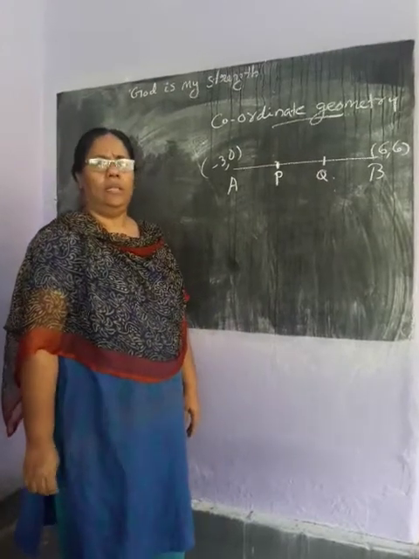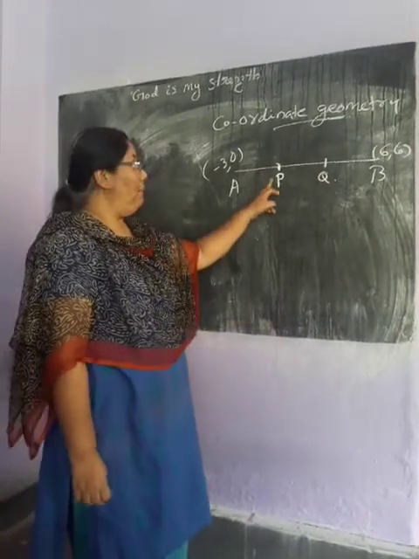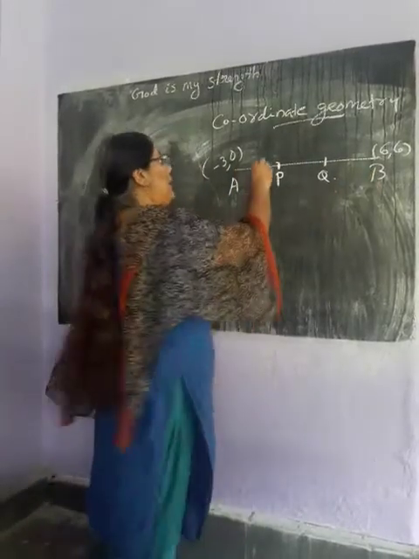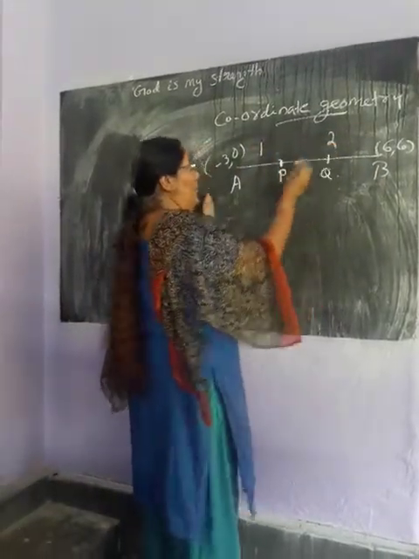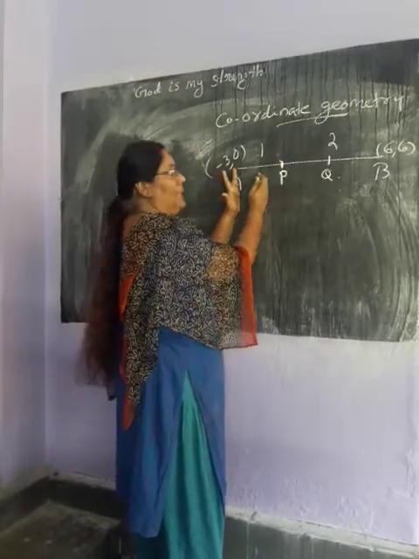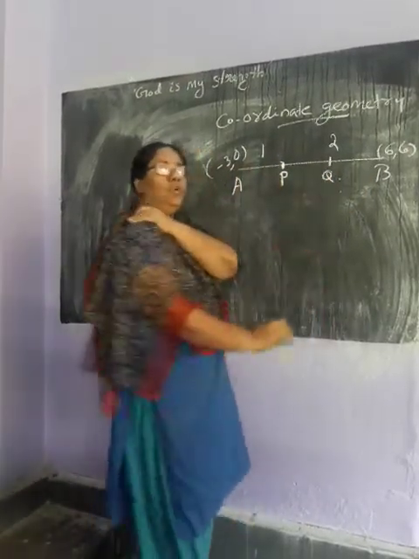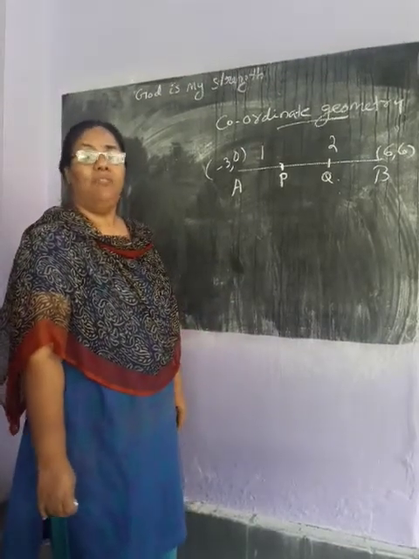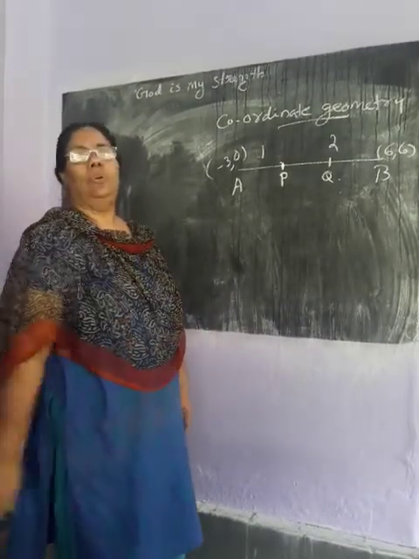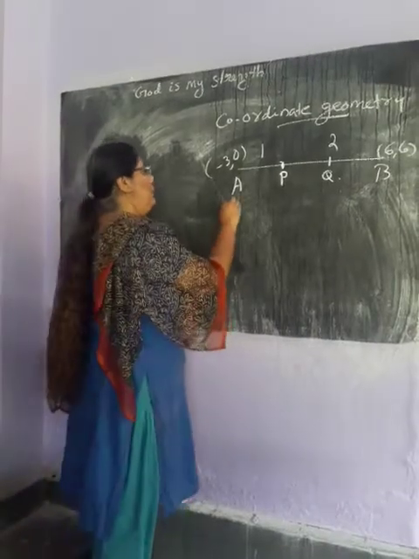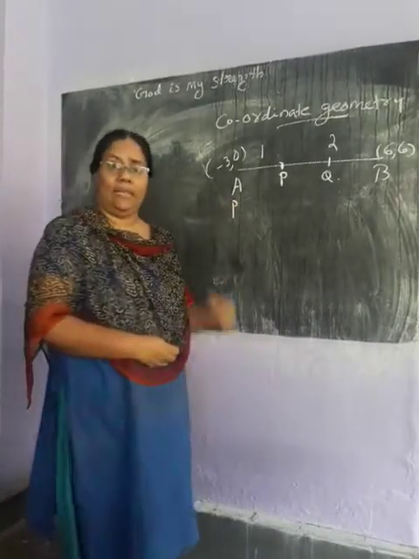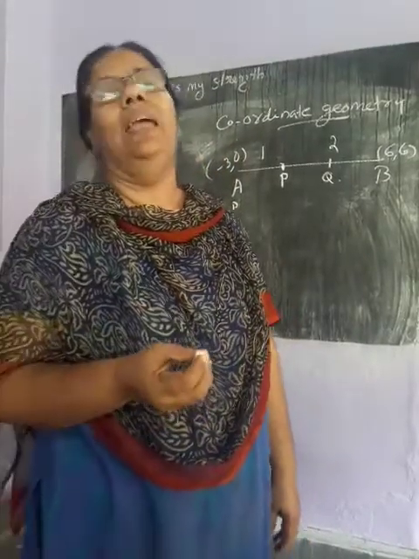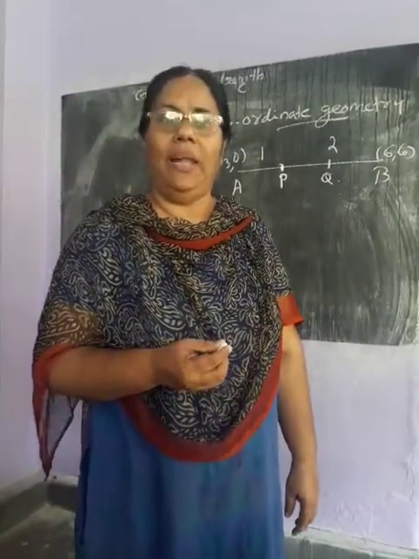To find the coordinates of P, P divides this AB in the ratio 1:2. On this side only one part and on the other side two parts. Therefore, P divides AB in which ratio? 1:2. Now we know the formula to find P is (mx2 plus nx1) by (m plus n), (my2 plus ny1) by (m plus n).